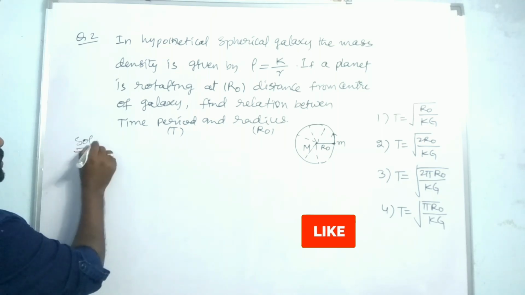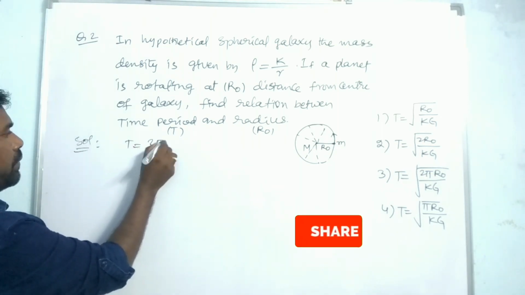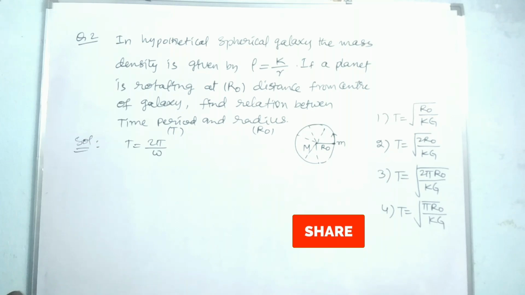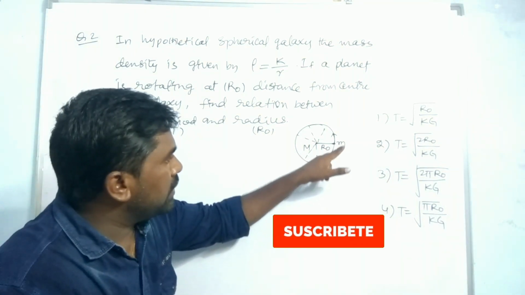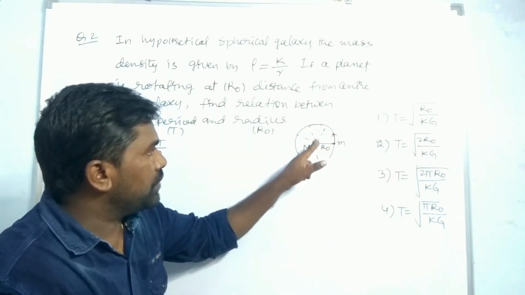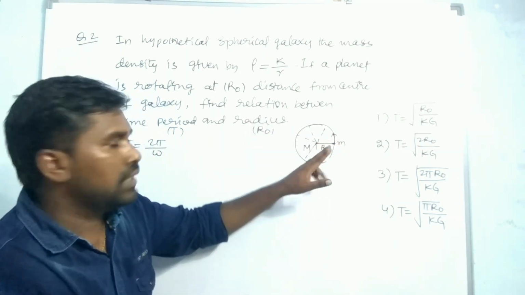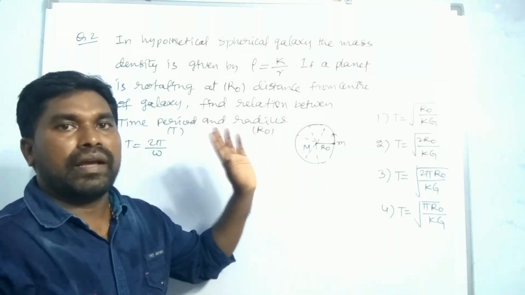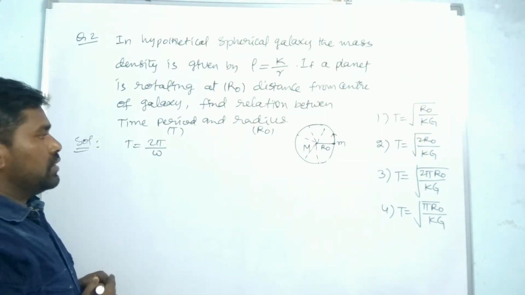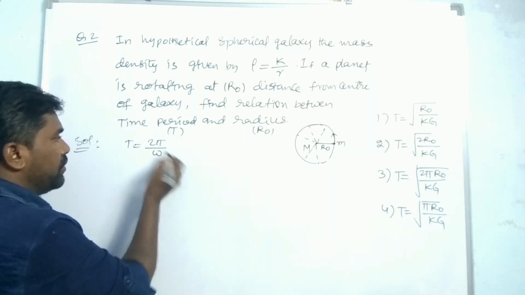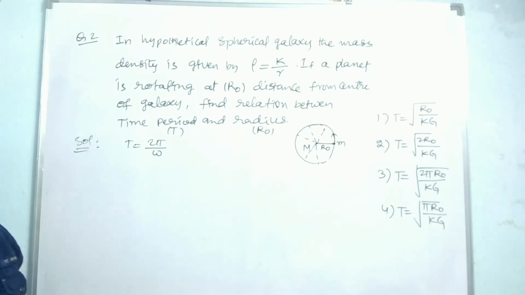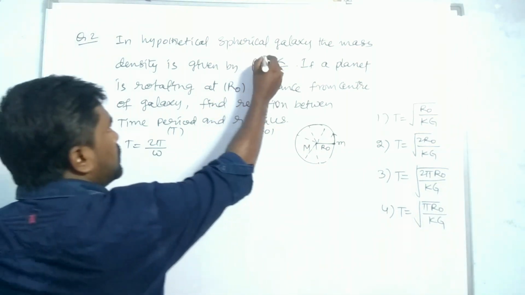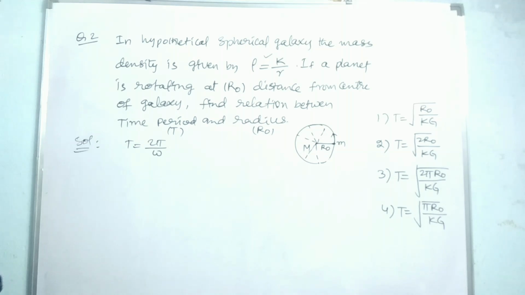The time period T is equal to 2 pi by omega here. Omega is the angular velocity. Whenever a planet is rotating about a fixed axis through the center of the galaxy, it rotates with some angular velocity. So let us find the angular velocity value, and then substitute it here. We will get the relation between T and r naught. Already they have given us rho, the mass density, as rho equal to k by r.